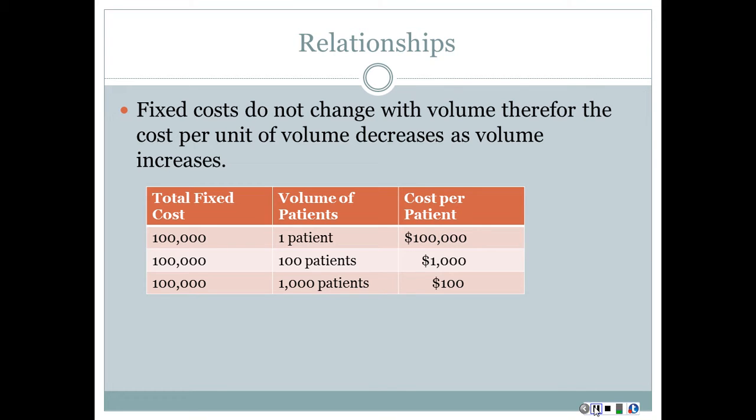If we had 100 patients, it still costs us $100,000, but the cost per patient goes down to $1,000. We divide the $100,000 by 100 patients, it's $1,000 for each patient. Our fixed costs go down to only $100 per patient if we have 1,000 patients. Again, 100,000 divided by 1,000, $100 per patient in fixed costs.